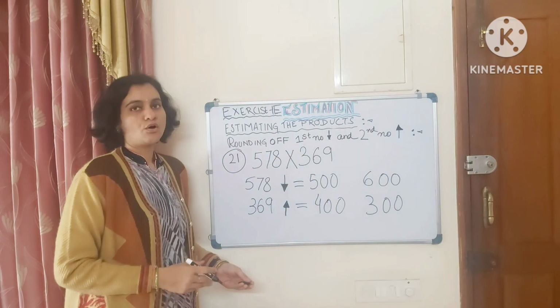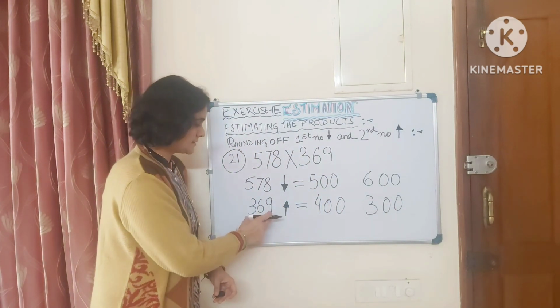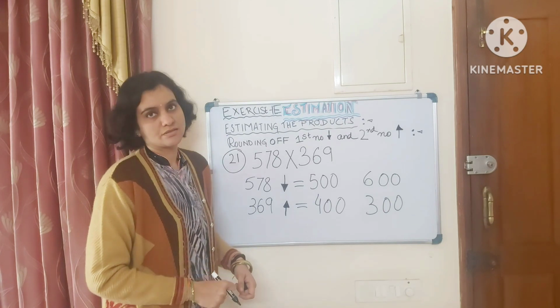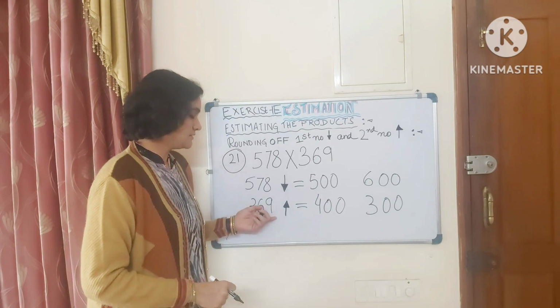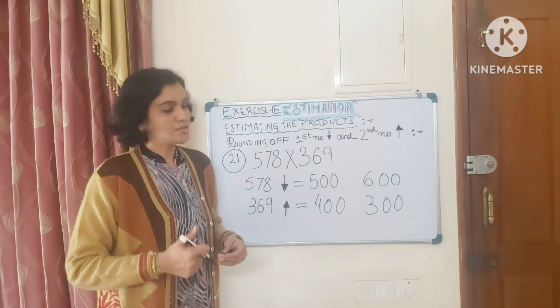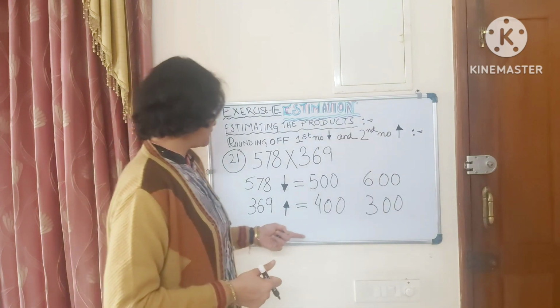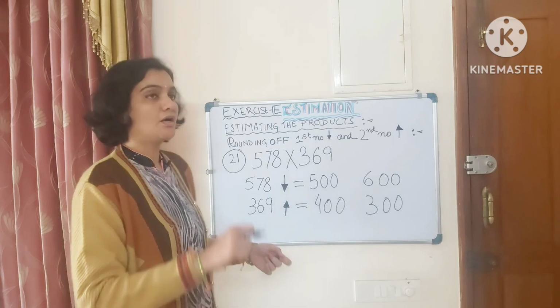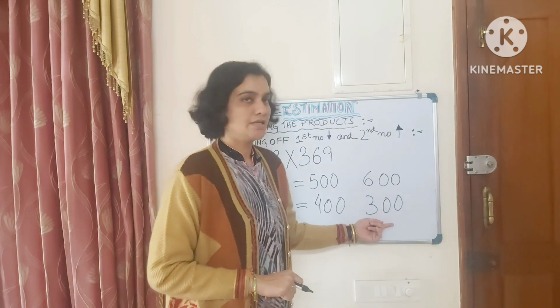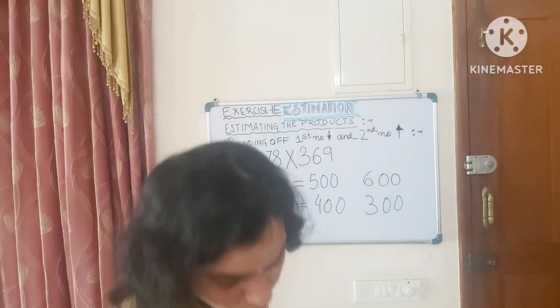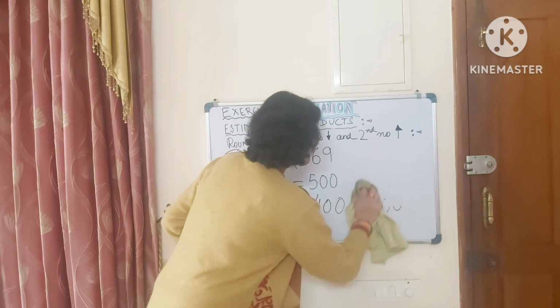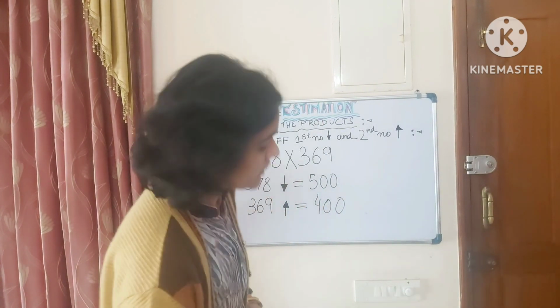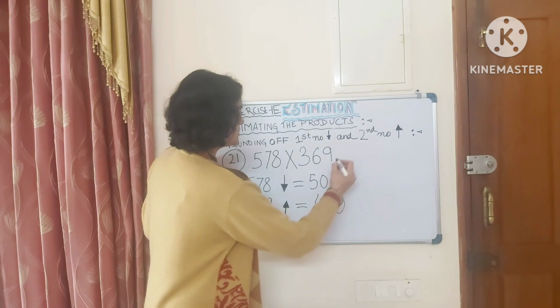Either it will become 300 or 400, if the question is rounding downwards or upwards. If the question asks us to round 369 upwards, it will become 400, and if the same question asks us to round 369 downwards, it will become 300. No other number in between will come. So I'll remove these two numbers to avoid any kind of doubts.